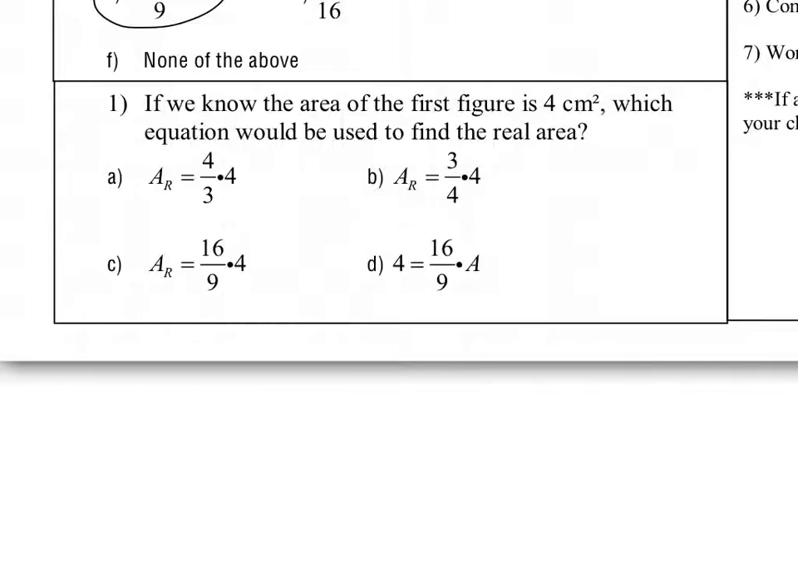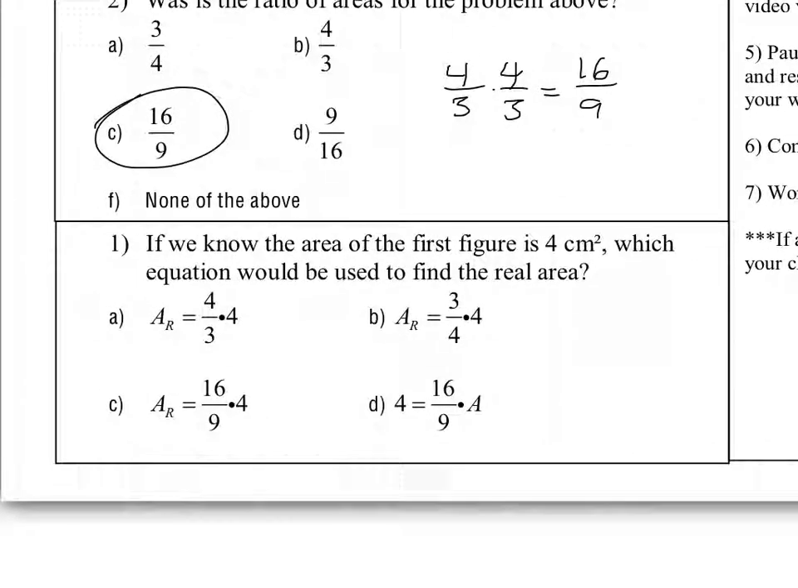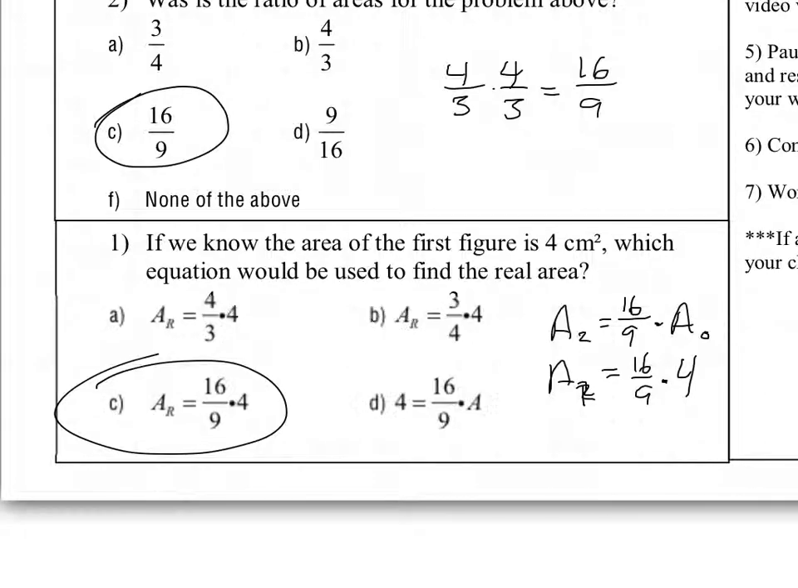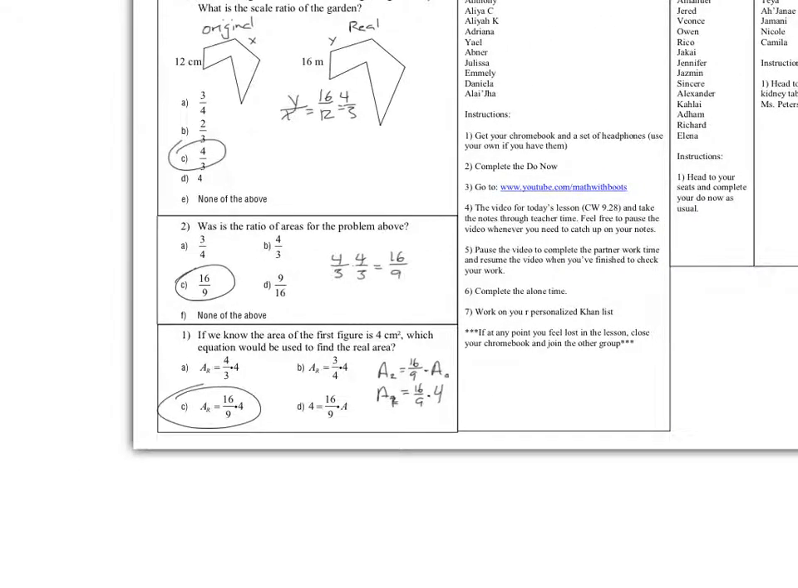So looking at this, we know that A2, which is our real area, is equal to 16/9 using our area ratio, times the original area, or our starting area, in this case our scaled area. And so that means the 4 is going to go in there, so we're going to get that A2, or A real, is equal to 16 over 9 times 4. That's answer choice C. So, C's all around. Alright, let's go ahead and move on.